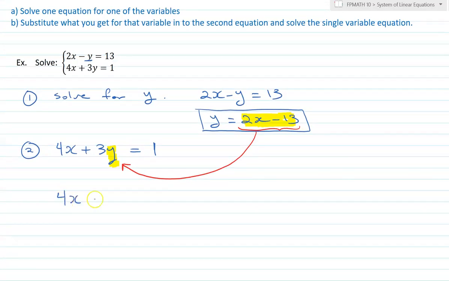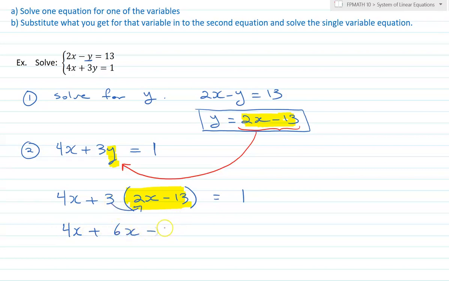So 4x plus 3, open the bracket, because y is 2x minus 13. So here is the y value right there, and then we continue. That's equal to 1. Now we're going to polish this. That means we have to multiply everything through, distribute, make sure that 3 is going through, and then collect like terms, and then we rewrite. So 4x plus, that is 6x minus 39 equals 1.